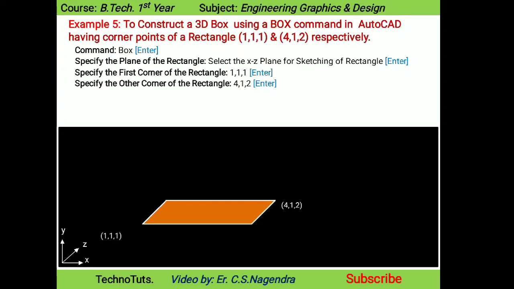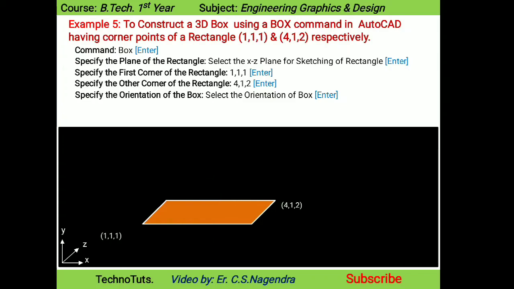4, 1, 2. Okay students, now the computer will ask you to specify the orientation of the box. So select the orientation. Either you are going to convert this object into 3D on the upper side or on the bottom side. So I am going to convert this object into 3D on the upper side. So I have selected the upper side.